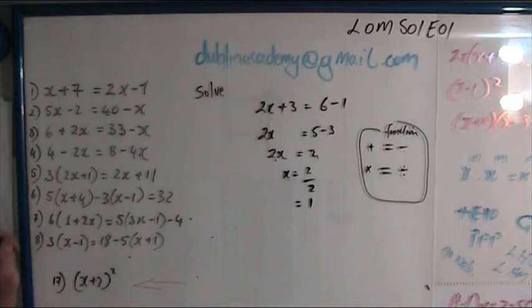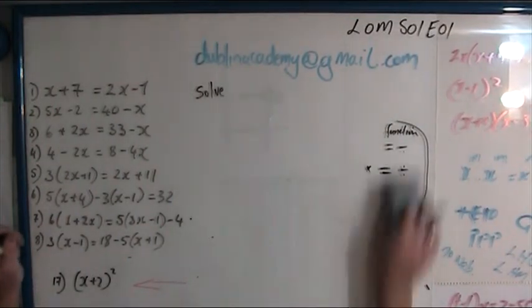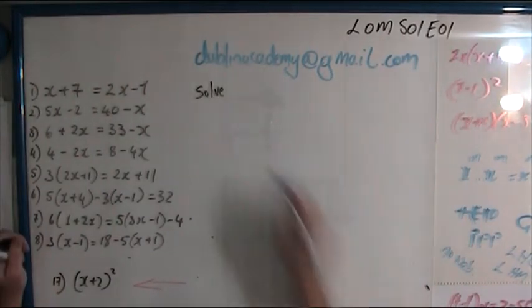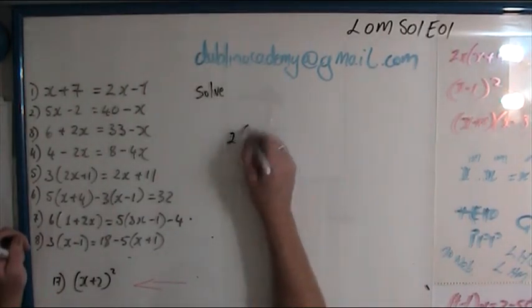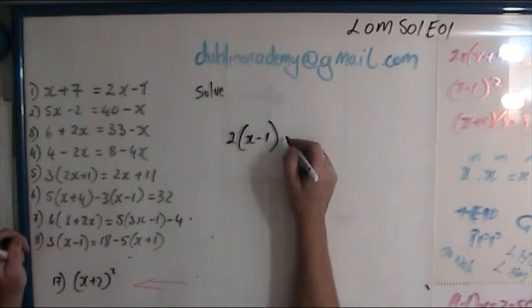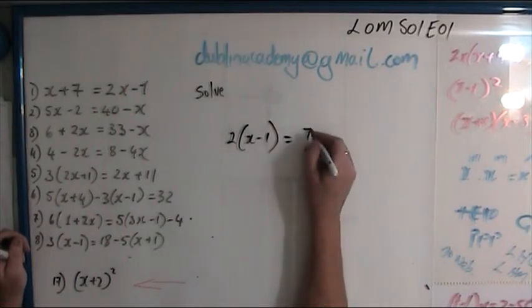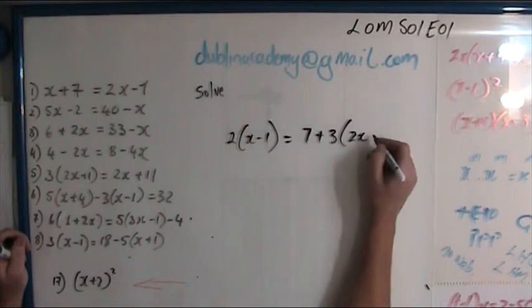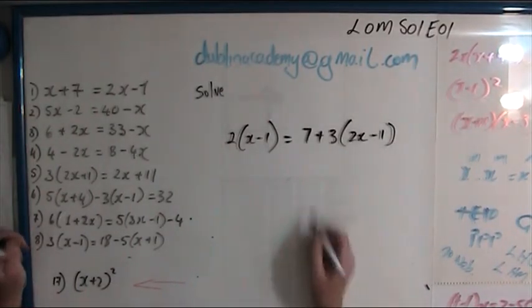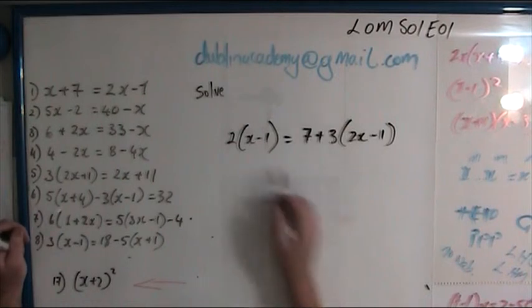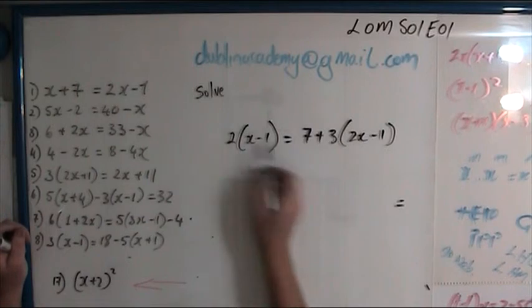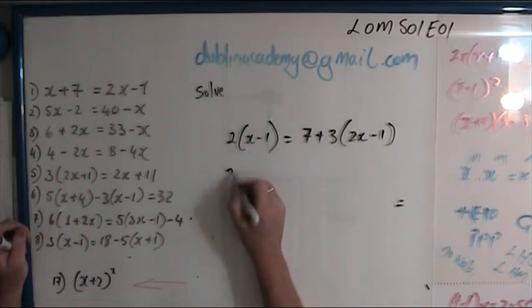Okay, now I'll just do another one. In brackets, for example. I will go through those again. Say for example, 2 times x minus 1 is equal to 7 plus 3 times 2x minus 1. Now this mightn't work out, but that doesn't matter. Okay, so let's solve the problem. Bring over the equal sign. So let's unravel these brackets. We can't do anything until we take out these brackets. So we multiply them out.